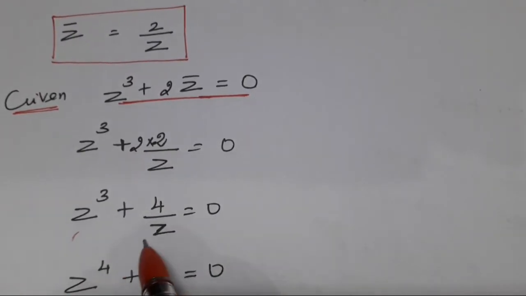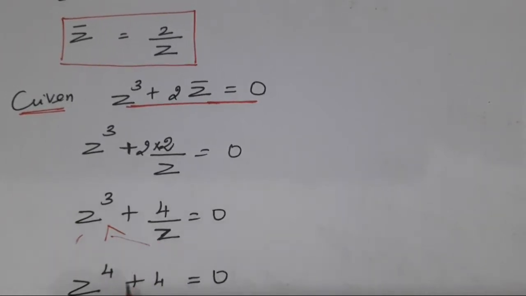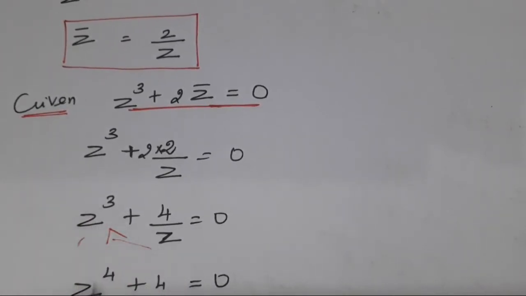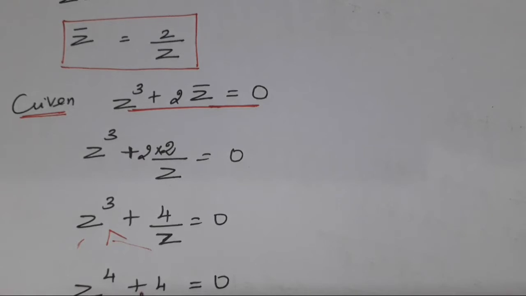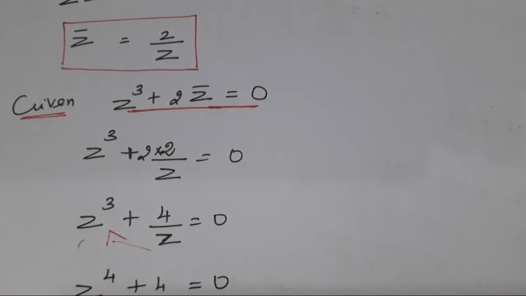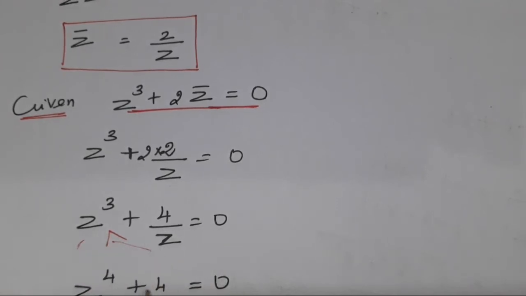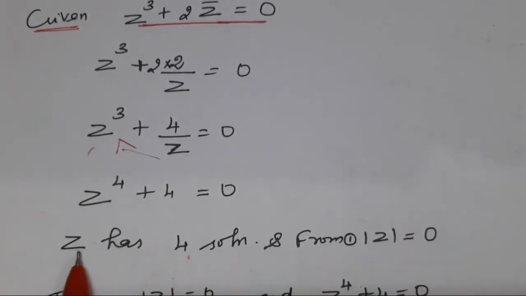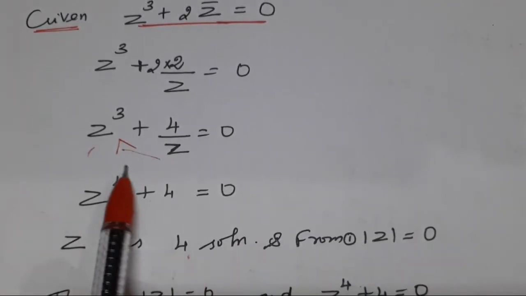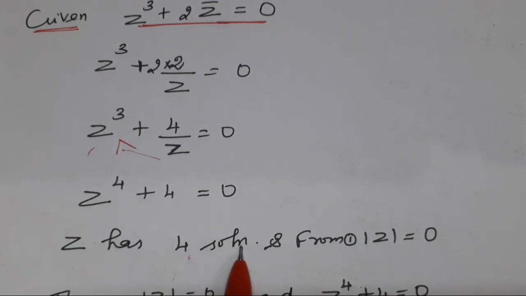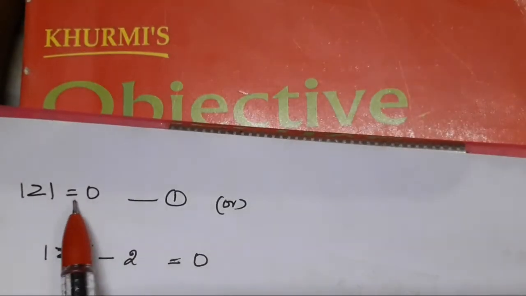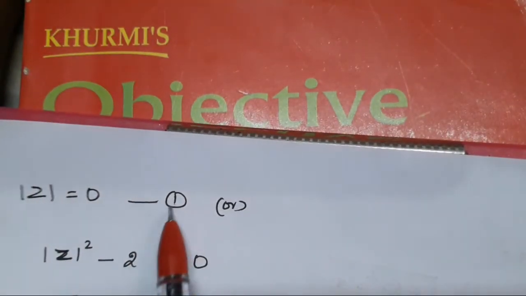So by cross multiplication, z cube into z is z power 4, plus 4, divided by z. This goes to the right hand side and it becomes 0. So z power 4 plus 4 equals 0. Now z has 4 solutions, because power 4 means how many solutions? 4 solutions. From equation 1, modulus of z equal to 0 has one more solution.